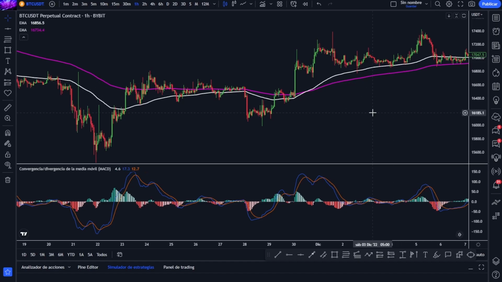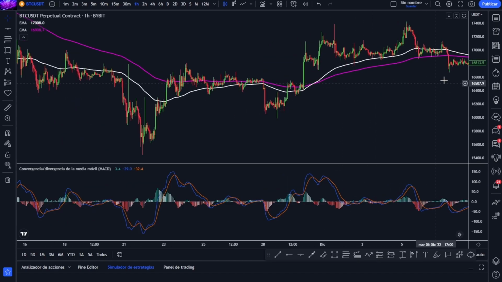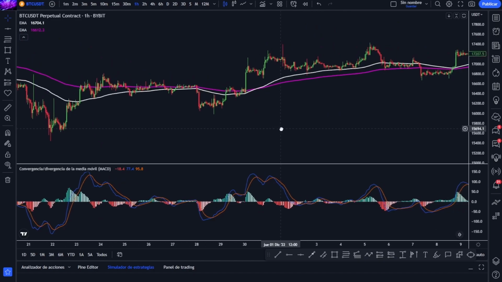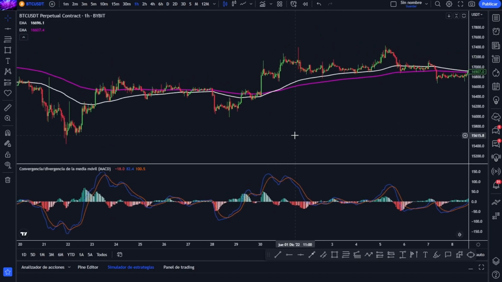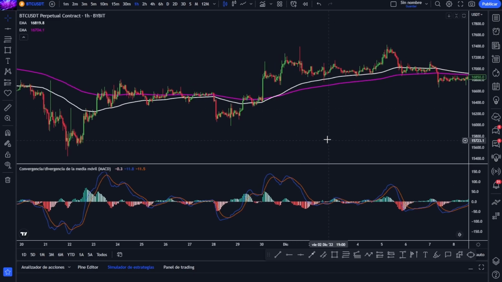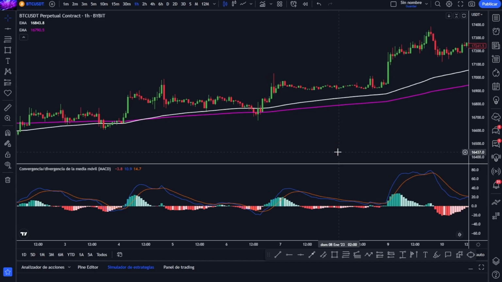Well, within this strategy we would have several variables. We will begin with the simplest for those of you who are starting in the world of trading and are looking for a profitable strategy in the long term, but that is not very complicated to see and use. The first thing to keep in mind is that the MACD is a more effective indicator when we have clear trends, whether bullish or bearish.